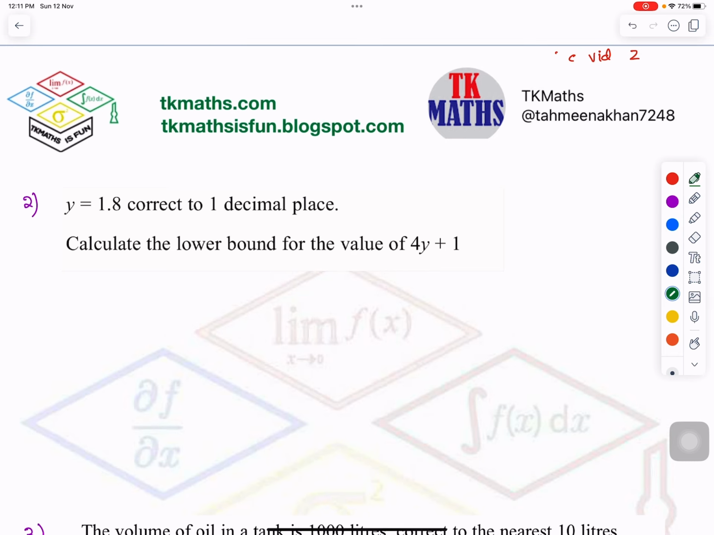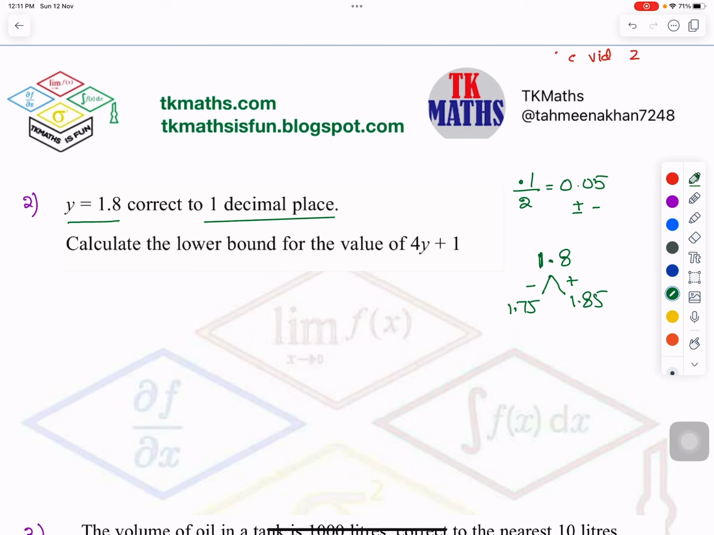The y value is given to you, 1.8, and it is corrected to 1 decimal place. Again, 1 decimal place means I will divide 0.1 by 2. The answer is 0.05. This I will add or subtract. So if you see 1.8, the upper bound of it will be 1.85 and the lower bound will be 1.75, because I am subtracting 0.05 from 1.8.